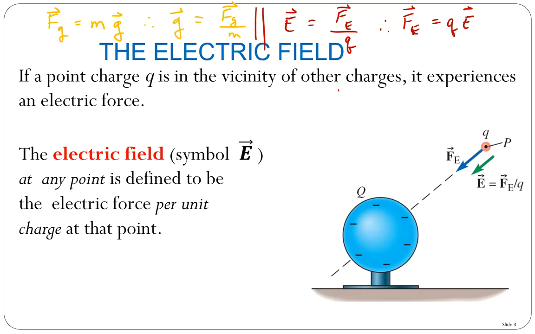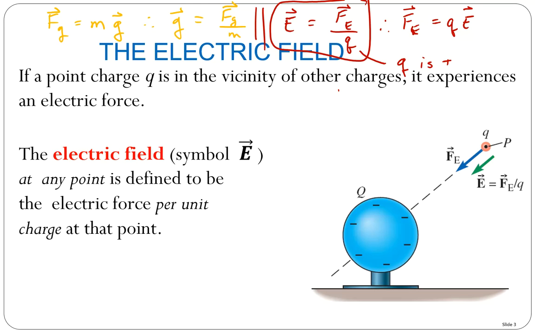Gravitational force is always attractive. Electric force could be attractive or repulsive. Now, for calculational purposes, we choose to use a positive q in our equations. So the electric field, looking at this equation right here, is going to point the direction that the electric force will be if q is positive. If q is negative, it's going to reverse things. So the electric field is going to point the direction that the force will be if q is positive.